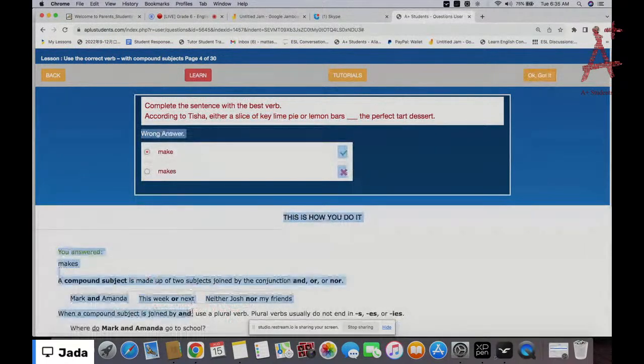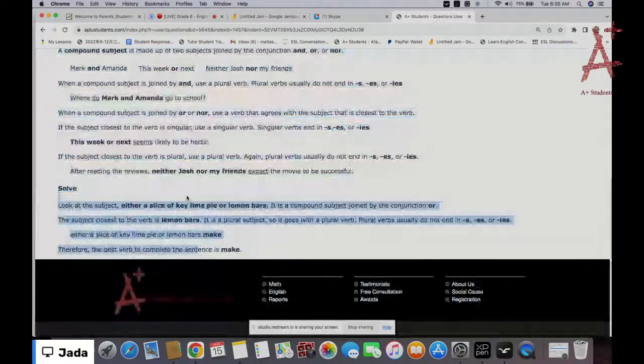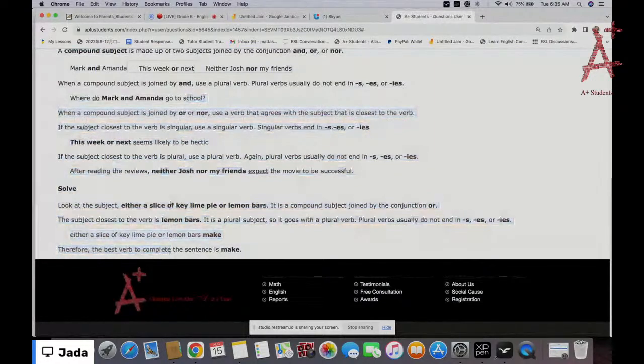Once you get an answer wrong, all you need to do is scroll down. Once you scroll down, you're going to see the explanation again. And if it's confusing, all you need to do is read this again, and then you get your answer. So it says, look at the subject, either a slice or key lime pie or lemon bars. It is a compound subject joined by the conjunction or. So it has or here. Or joins the compound subject.